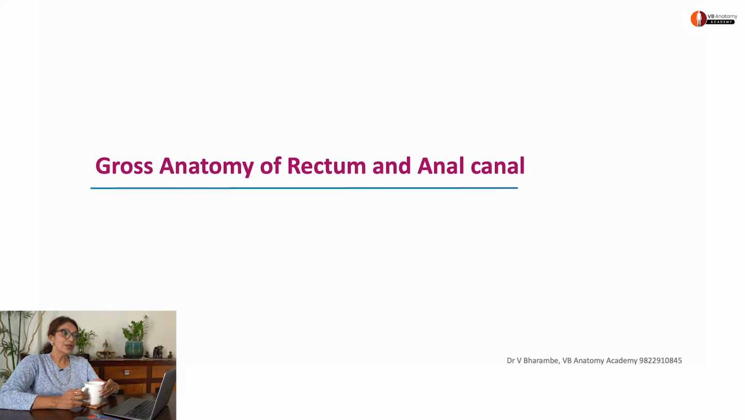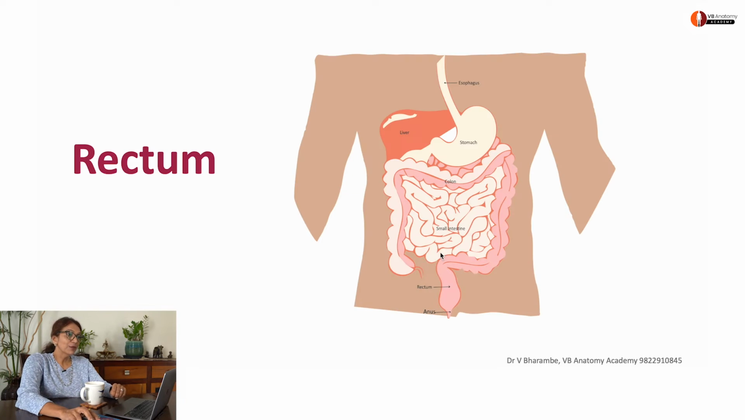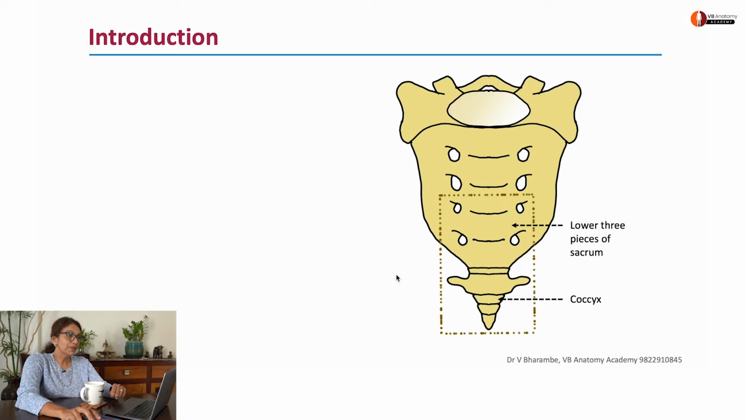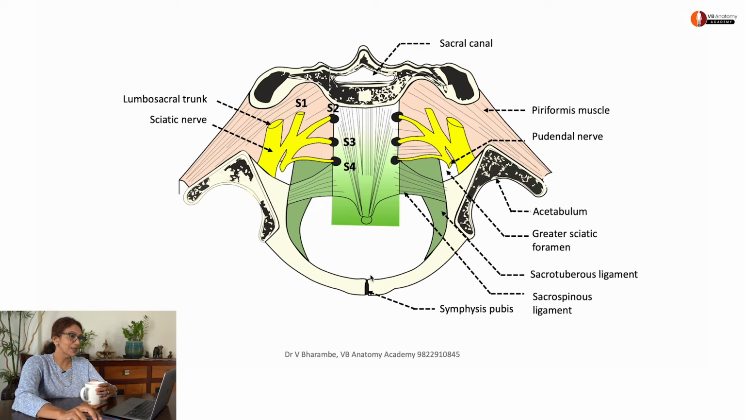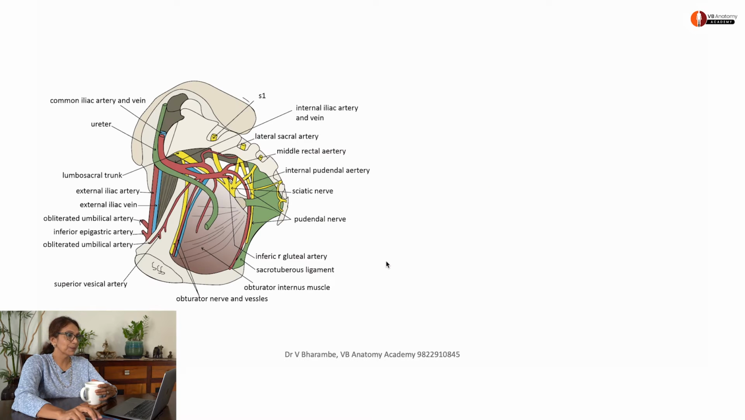So let's go to the gross anatomy of the rectum and anal canal. This is, we know, the rectum, which means a straight tube, but of course in humans it is not a straight tube, it's a misnomer. It extends downwards from the rectosigmoid junction to the point where it passes through the levator ani to form the anal canal. It's located in front of the lower three pieces of the sacrum and then the coccyx. Here you're seeing the sacrum, and this is where your rectum is.